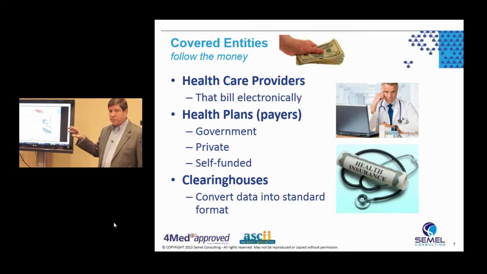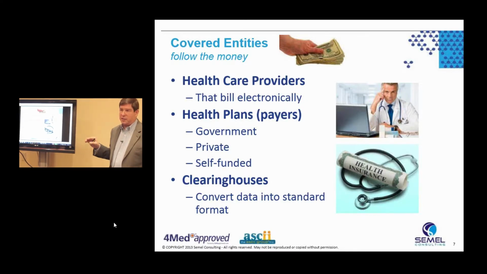Then there's a group of organizations they call clearinghouses, and a clearinghouse basically takes the data from the doctor's office, converts it over into a bill. So it's a service organization. So these are covered entities. These are the organizations that from day one have been responsible for protecting the patient data and liable if the data was breached.